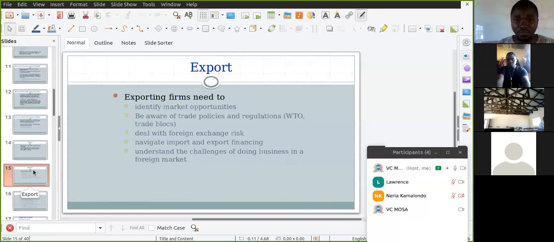Deal with foreign exchange risk. Foreign exchange, you look at the way the kwacha and the dollar is performing. Those are the things that you need to think about when you're trying to go international. You have to exploit areas where your currency is doing better compared to your domestic currency.